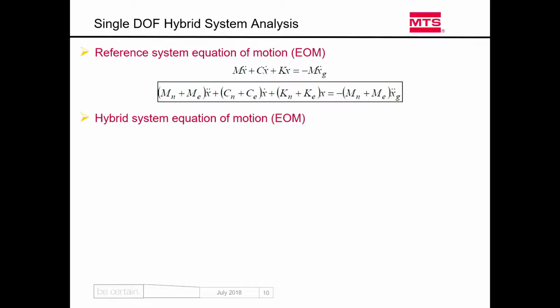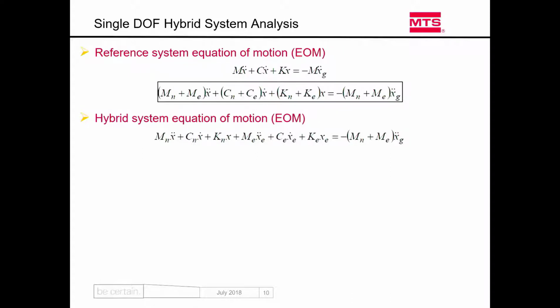And then we divide them up between the numerical portion and the experimental portion. That's the subscript N and E. Everything has to be divided, right? Mass, damping, stiffness, they can all be divided into numerical and the experimental part. So then what we want to do is come up with a hybrid system equation of motion.